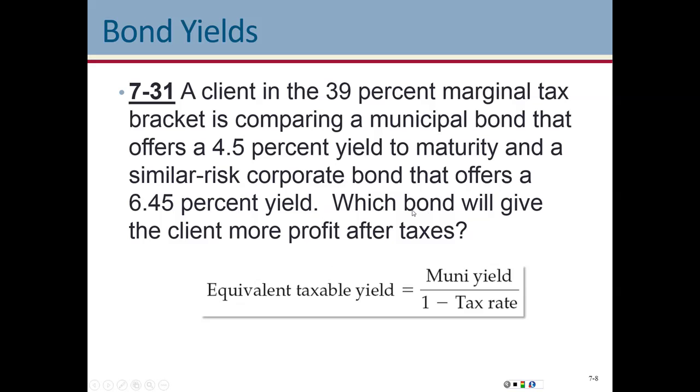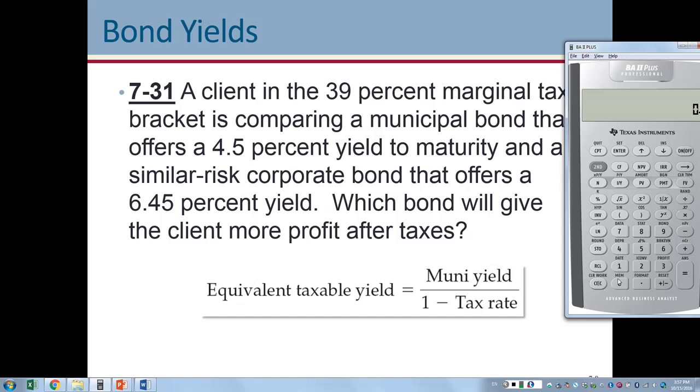For example, a client in the 39% marginal tax bracket is comparing a municipal bond that offers a 4.5% yield to maturity, against a similar corporate bond that offers a 6.45%, which is better, basically, right? So we want to know if we get rid of taxes here, how would it compare with 4.5? Or let me put it this way: if we add taxes to 4.5, how close are we going to be to 6.45?